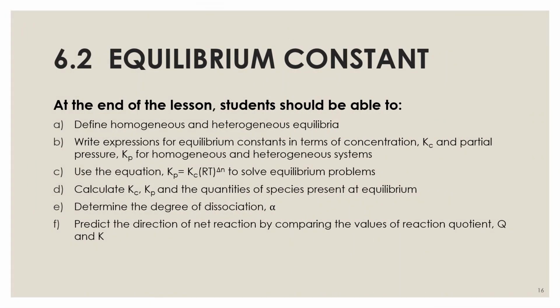Next, you are going to learn what is homogeneous and heterogeneous equilibrium, and then you will learn how to write expressions for equilibrium constants K in terms of concentration and in terms of partial pressure for both homogeneous and heterogeneous systems. And we will use this equation, Kp equals Kc (RT) to the power of delta n, to solve equilibrium problems. And you are going to learn how to calculate Kc, Kp, and the quantities of species present at equilibrium.